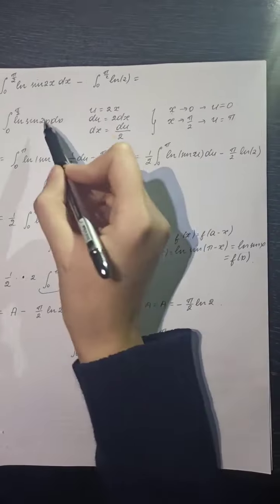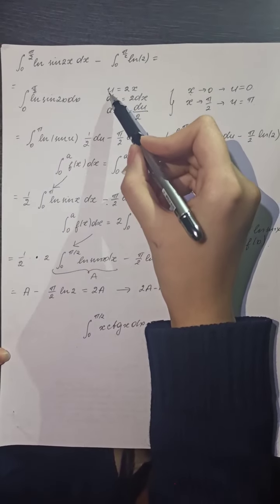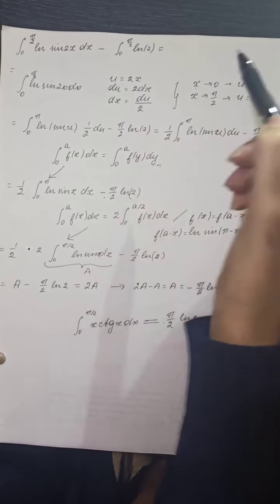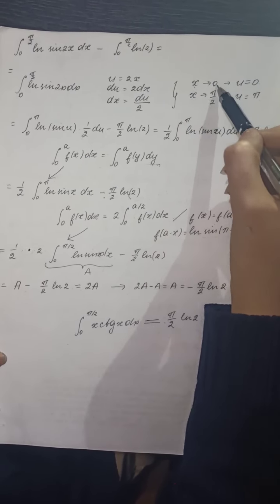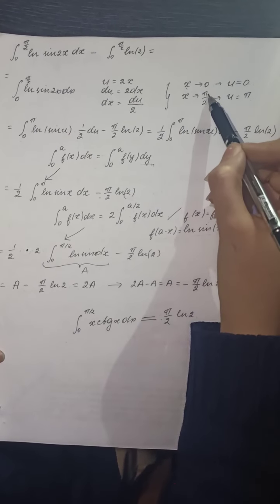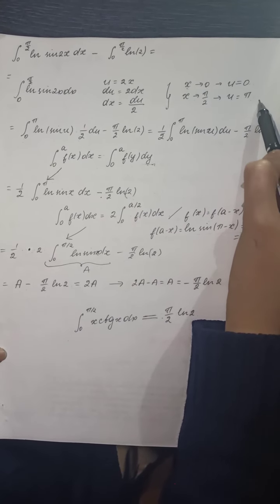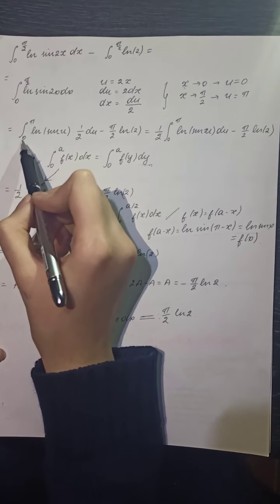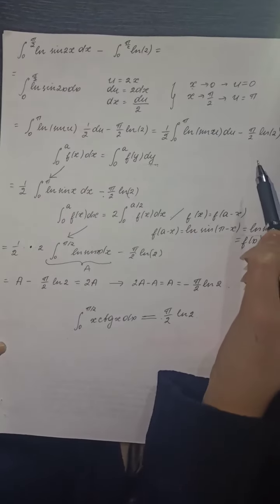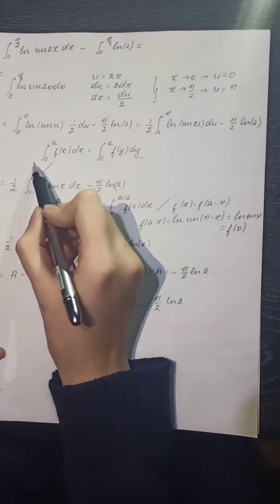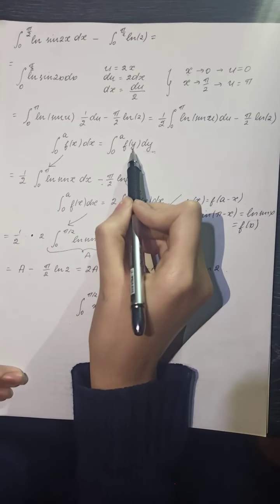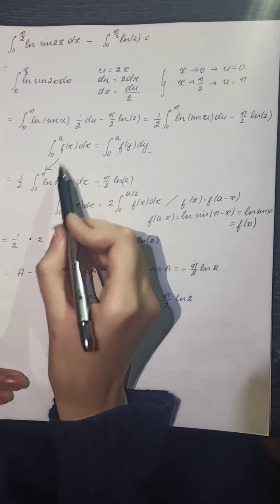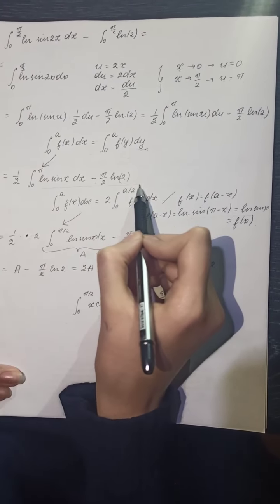So for finding this one, I put u equals 2x, and that's why du equals 2 dx. And we know that when we put 0 instead of x, u becomes 0. When we put pi over 2, u becomes pi. That's why we can easily write this expression here, integral from 0 to pi. Then, because of this expression, we can replace u with x. That's why we wrote x instead of u. So, we found this expression.